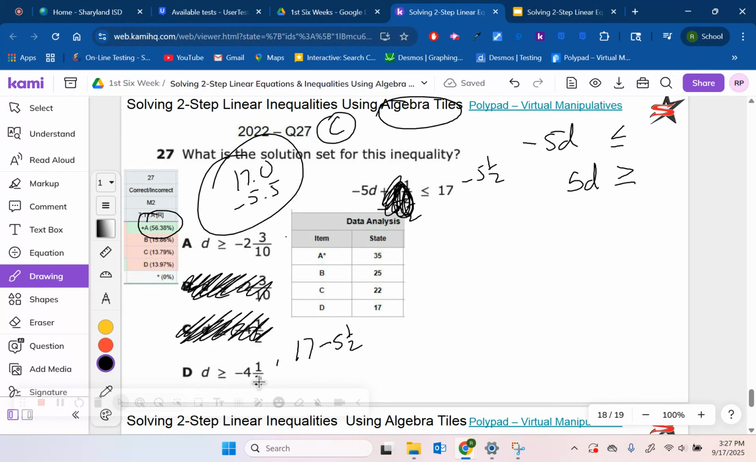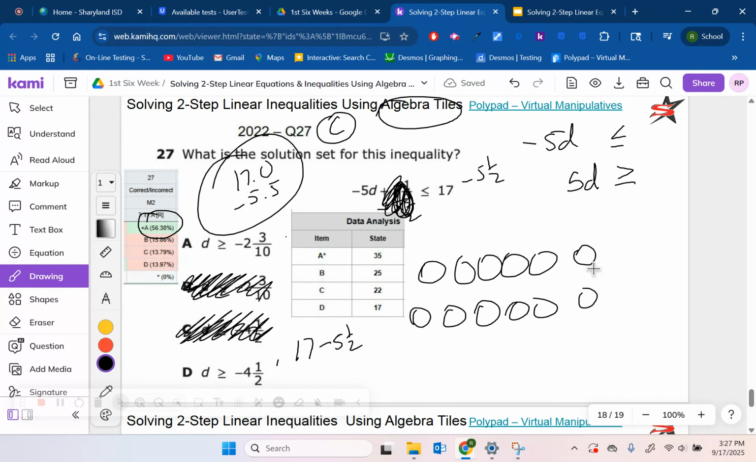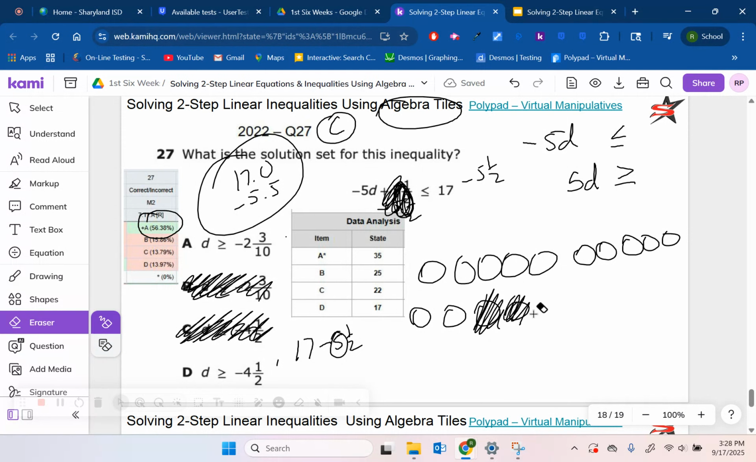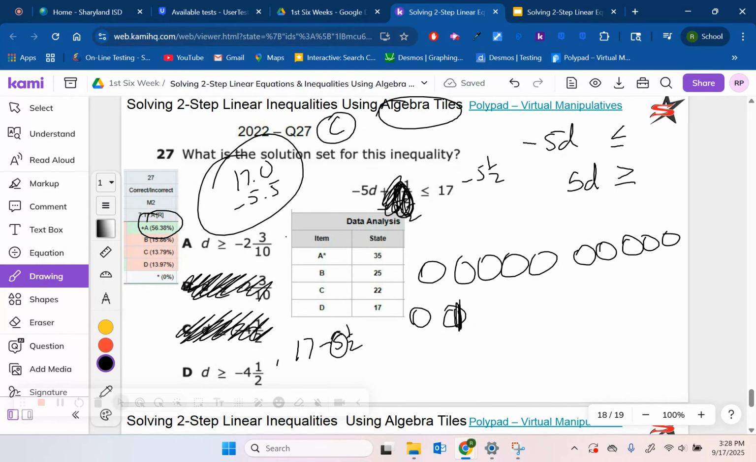I got 17, and I can remove 5. Actually, let's do it this way: 1, 2, 3, up to 17. I'm going to remove 5. Or I just get my eraser and remove 5. It's called the act of removing. And then I'll only remove half of this guy. So you're gone. What am I left with? 11 and 1/2.